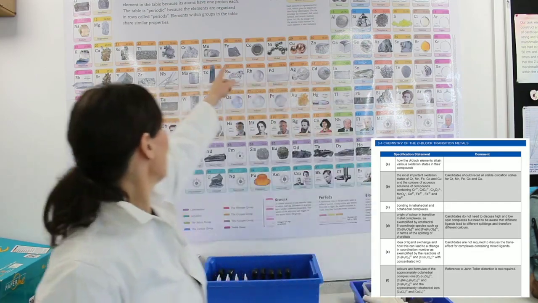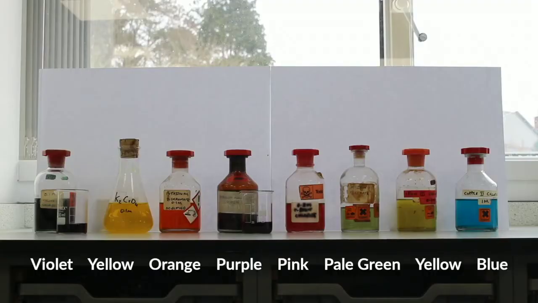That's the top group here, going across here. First you need to know the colours of the transition metal complexes. Cr3+ is violet, CrO4 2- is yellow, Cr2O7 2- is orange, manganate ion MnO4- is purple, the cobalt ion Co2+ is pink, Fe2+ is pale green, Fe3+ is yellow, and copper Cu2+ is blue.